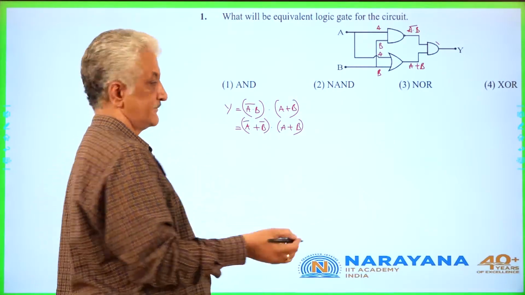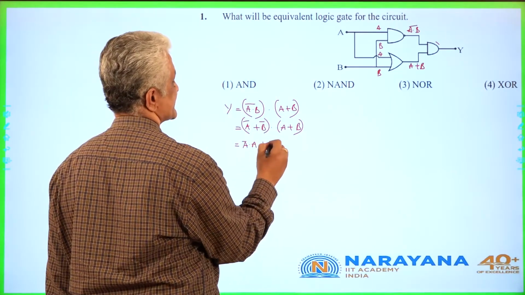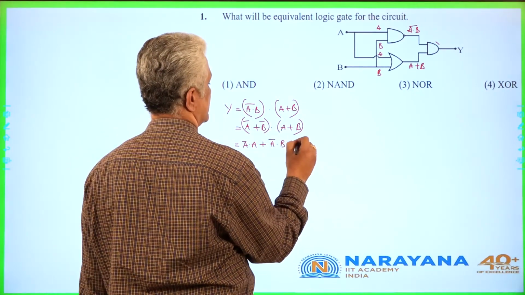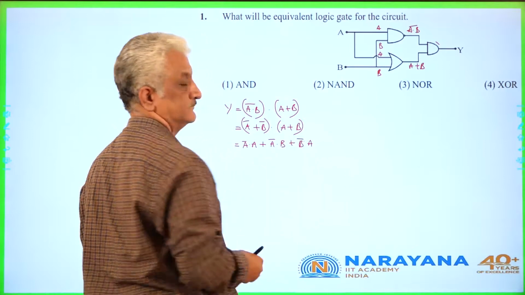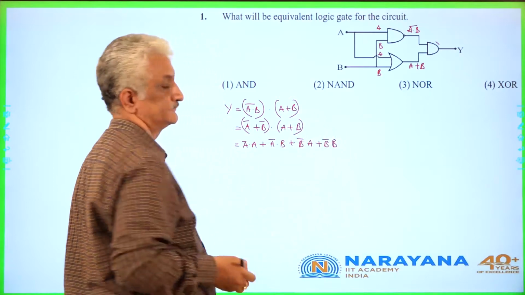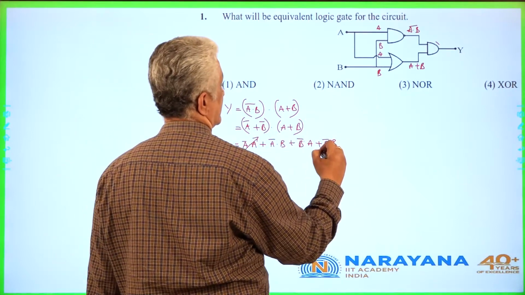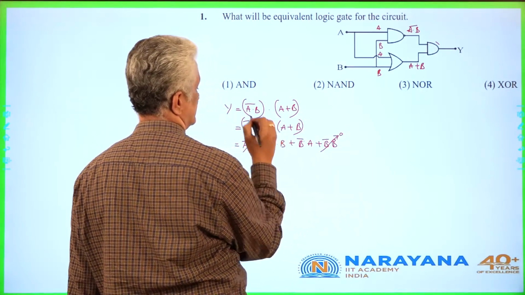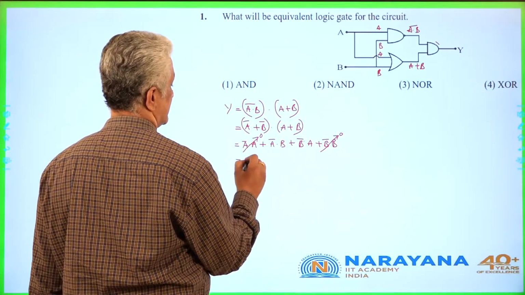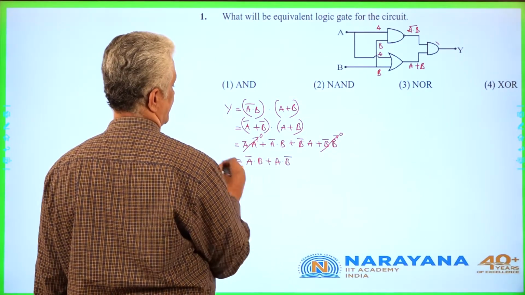And if you do the multiplication, this becomes A bar dot A plus A bar dot B plus B bar dot A plus B bar dot B. And for any input, A dot A bar and B dot B bar both become 0. For any input A and B, this totally becomes 0. Then we are left with A bar dot B plus A dot B bar.